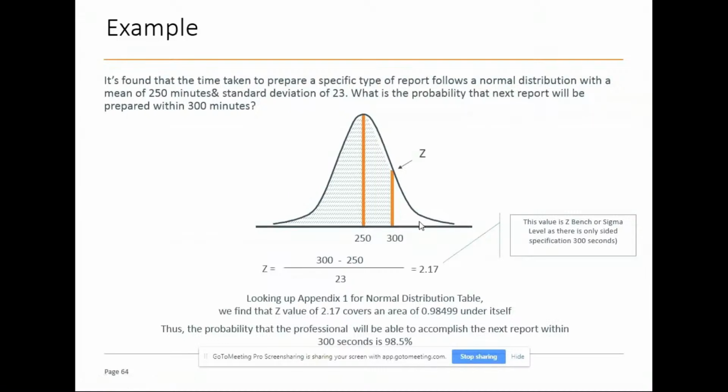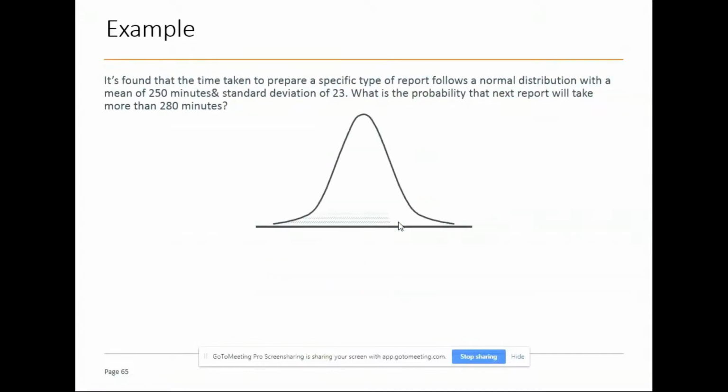You with me? Right. But this was for 300, so we need to calculate the value for 280 and then deduct it from 1. Let's try to do that. This is the process that we have. The mean is exactly at the center, 250. Now there's a line for 280. I got 1.30. Oh, you got 1.30? Is that right? Absolutely, bang on.